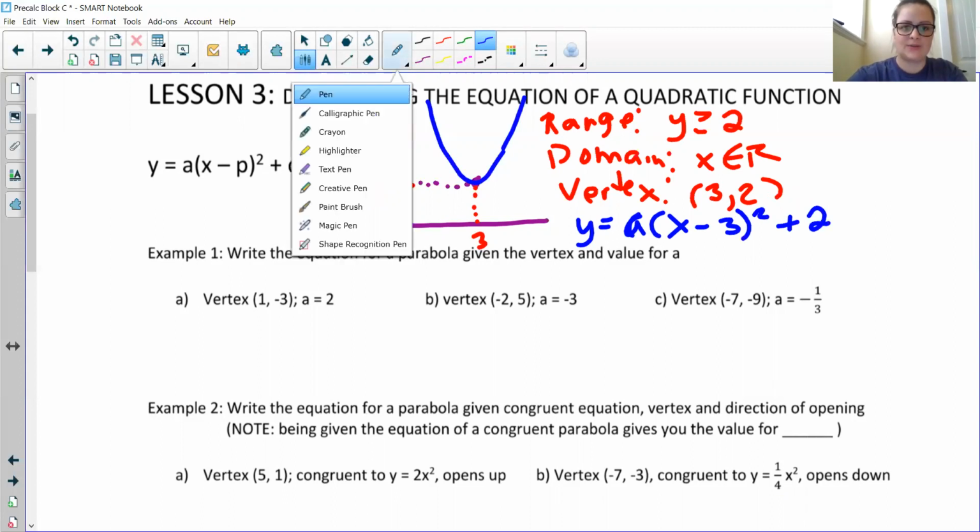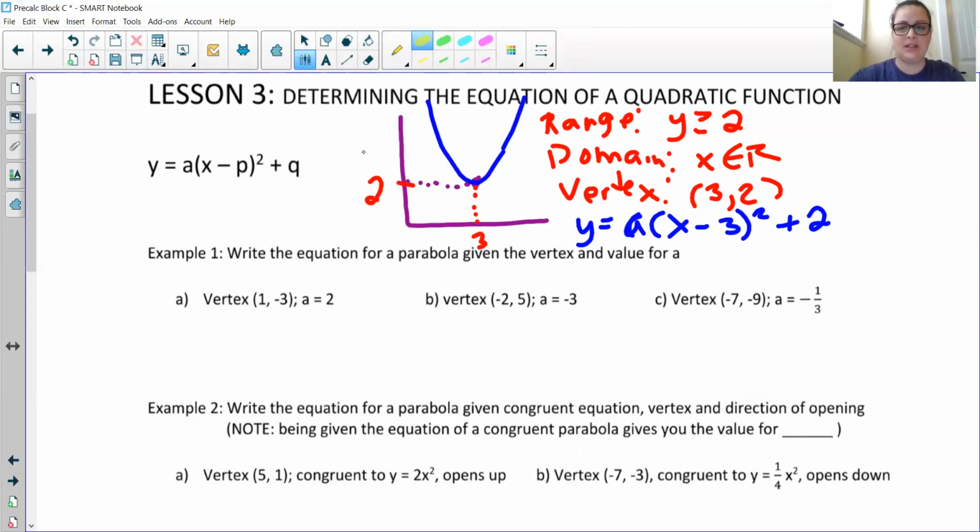Because this is vertex form, y equals a times x minus p squared plus q. If we know the x value of the vertex, we can put that in for p. And if we know the y value of the vertex, we can put that in for q. What we don't know is a. We don't know the amount of compression or expansion, and we would need another piece of information to figure that out. So let's look at some examples where they've given us the information and we just need to put this in.